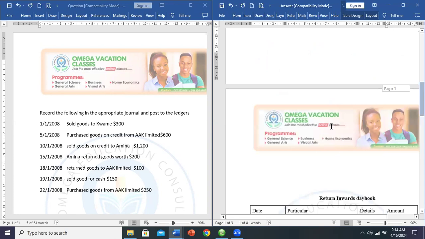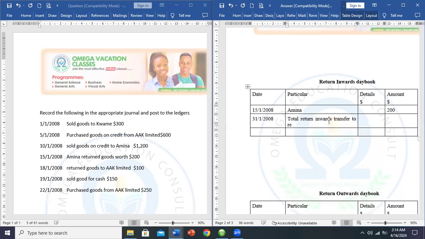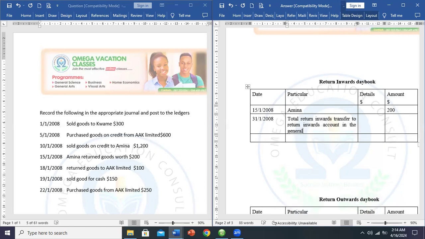Going to return invoice and return out was 31st January 2008. Total return invoice transferred to the return invoice account in the general ledger. Total of 200.